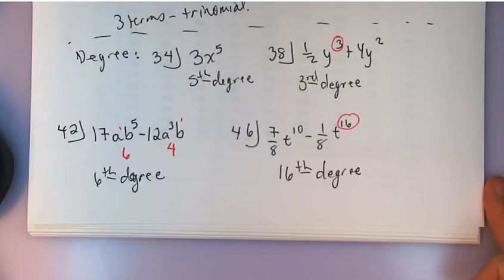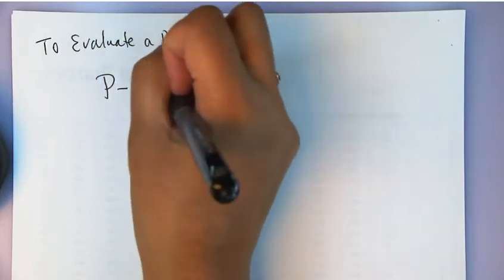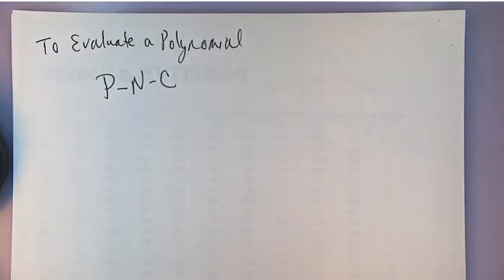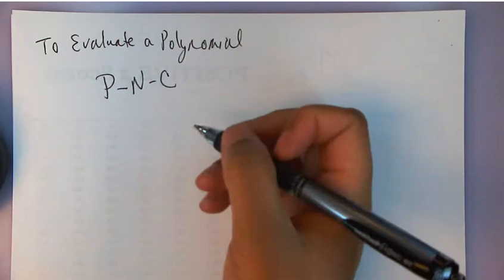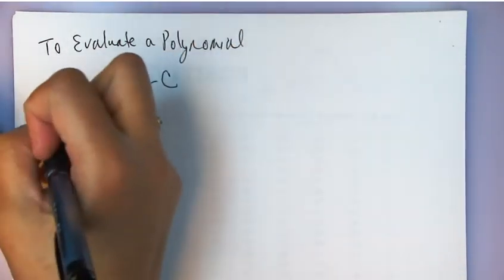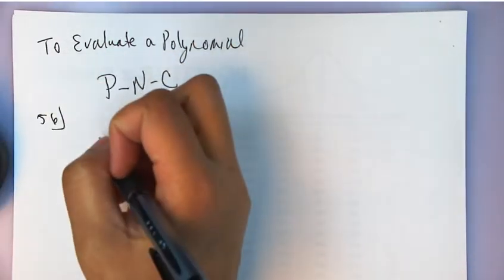So let's move forward and let's talk about how to evaluate a polynomial. Hello. What do you think we're going to do? We're going to PNC. What does PNC stand for as a reminder? Plug it and what? Chug it. You got it. So let's go to work. Plug it and chug it.